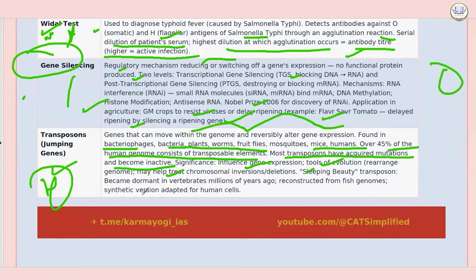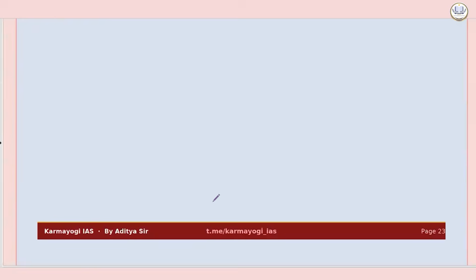Sleeping Beauty transposon became dormant in vertebrates millions of years ago, reconstructed from fish genomes. A synthetic version is adapted for human cells. This is what you need to know.